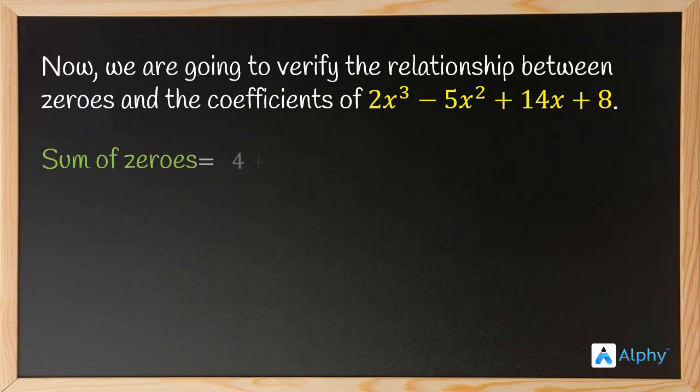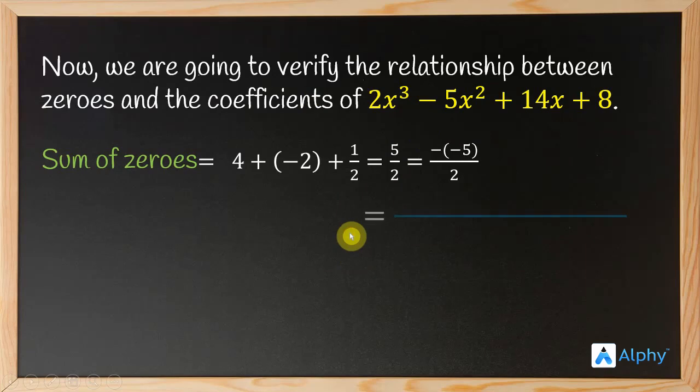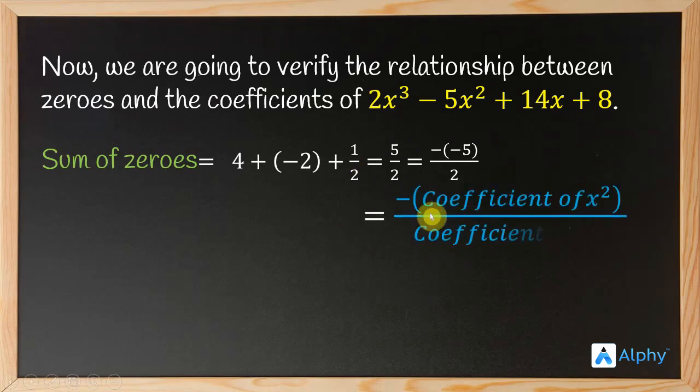First of all, we have the sum of zeros, which is equal to 4 plus minus 2 plus half, which is equal to 5 by 2, which can also be written as minus of minus 5 divided by 2. If you take a good look at it, you can see that if you take the coefficient of x squared divided by 2 and take a negative of it, you will actually get 5 by 2. So what I am saying is that minus of coefficient of x squared divided by coefficient of x cubed is equal to the sum of zeros. This is the first relation that we have got for a cubic polynomial.